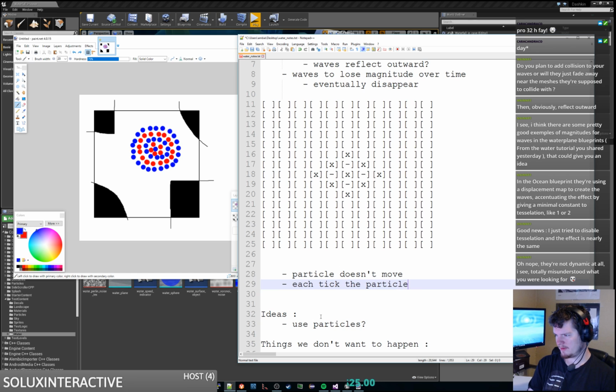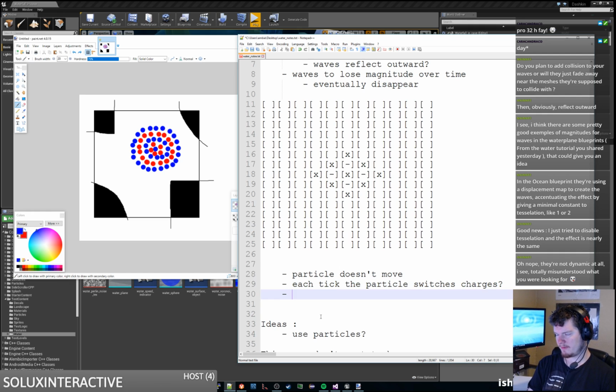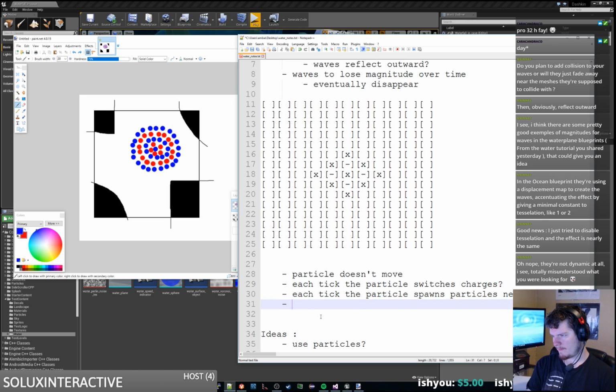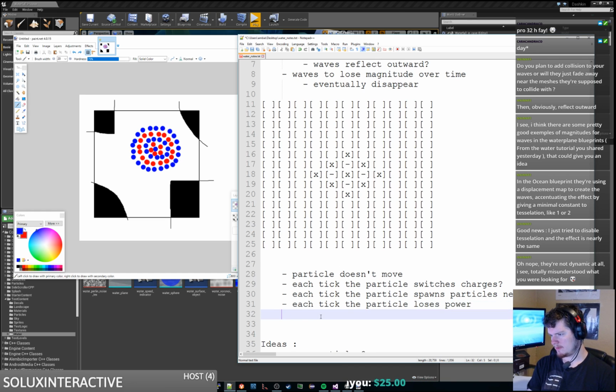Each tick the particle switches magnitudes, switches charges, like it goes from positive to negative. And each tick the particle spawns particles next to it. And each tick the particle loses power. When a particle's magnitude goes to 0, it dies.